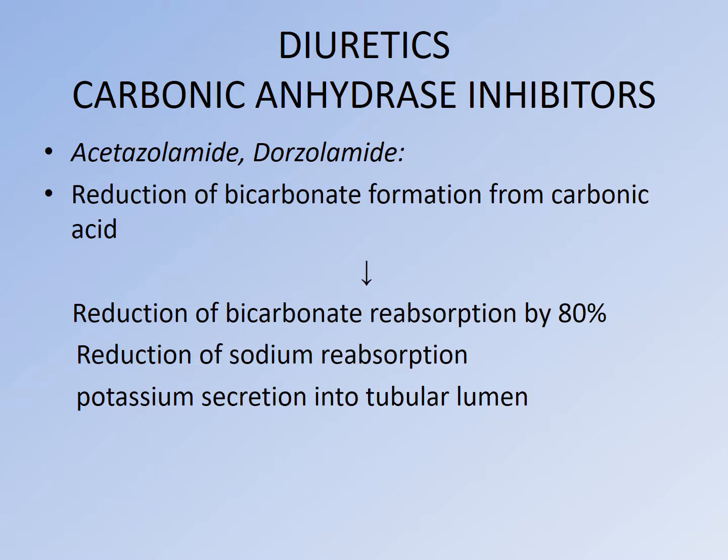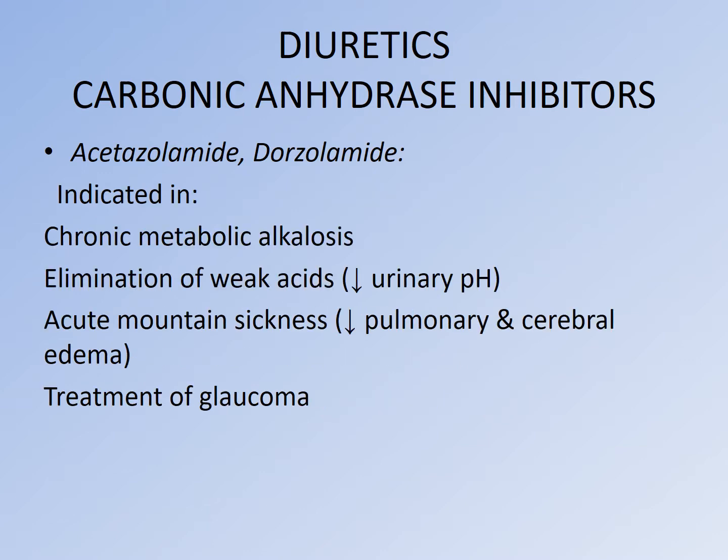At the same time, because it is inhibiting the carbonic anhydrase enzyme, it will significantly reduce the reabsorption of bicarbonate, and as a result you have up to 80% reduction in the reabsorption of bicarb. This causes a significant increase in bicarb excretion and will also cause potassium secretion into the tubular lumen. The carbonic anhydrase inhibitors are usually the most potent in being able to reduce the reabsorption of bicarbonate significantly.